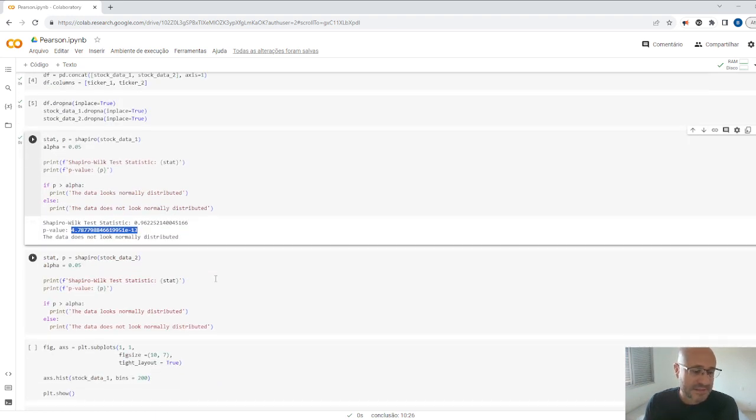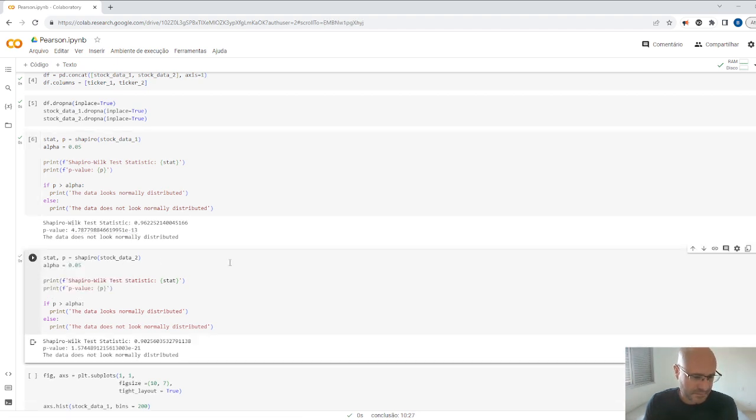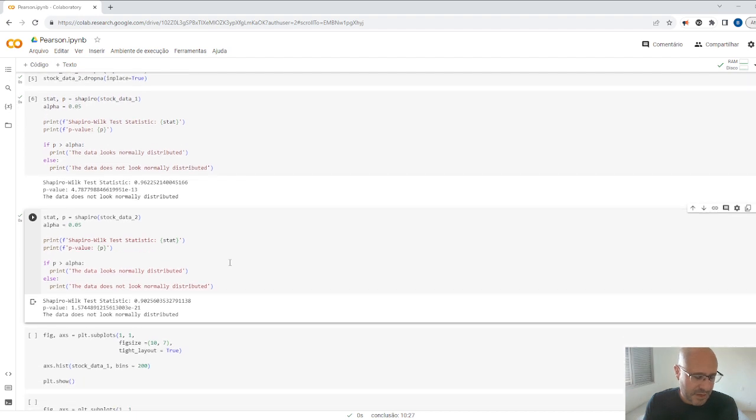So let's apply the same thing to the second stock. We got the same results. The Shapiro-Wilk statistic is quite close to 1, so it would look like it's a normal distribution, but the low p-value demonstrates that it doesn't look like a normal distribution.